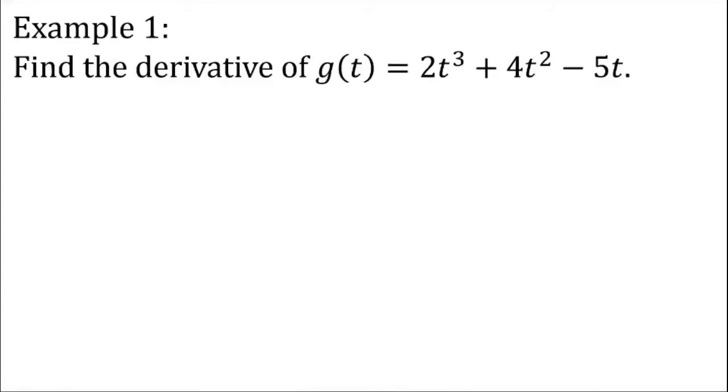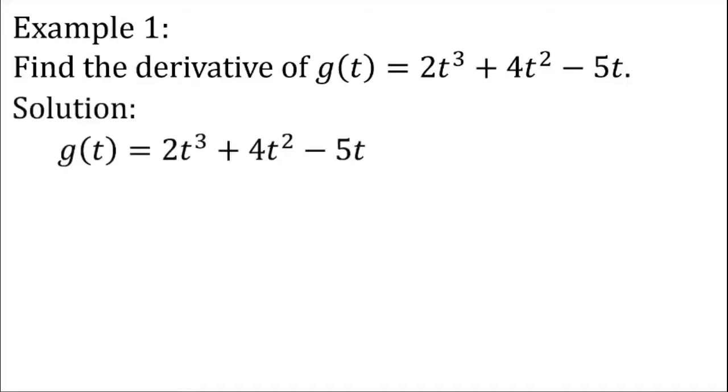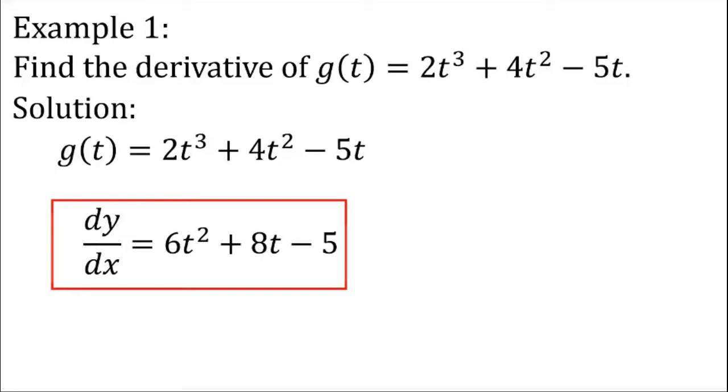Number 1: find the derivative of g of t equals 2t cubed plus 4t squared minus 5t. This is the solution. g of t equals 2t cubed plus 4t squared minus 5t. dy over dx equals 6t squared plus 8t minus 5. What do you think is the mistake here? Yes, Rob.